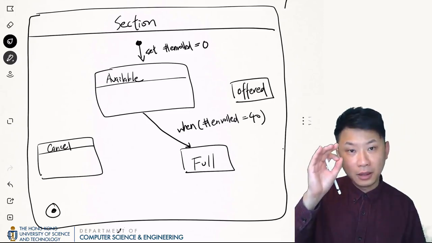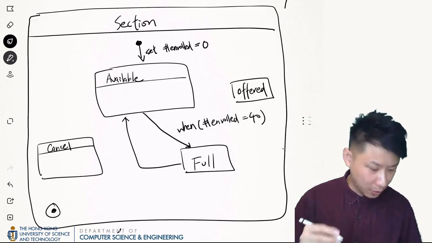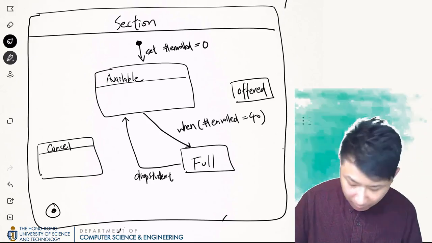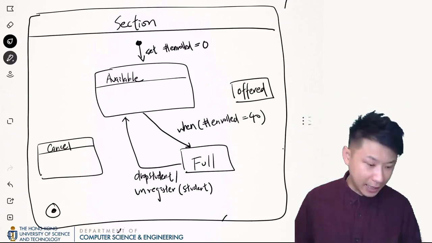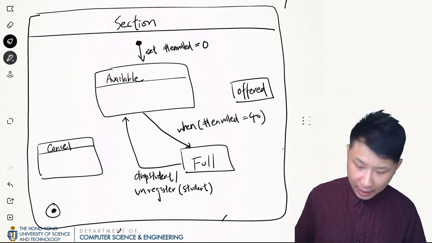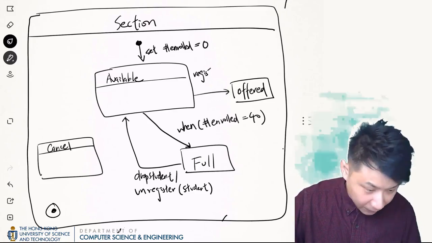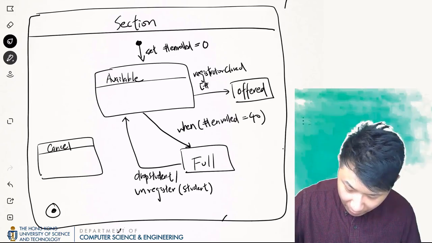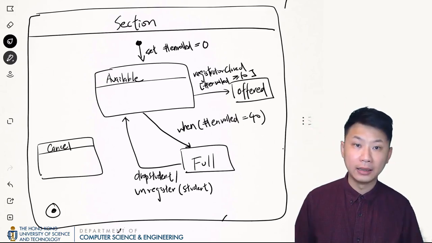Then when the course section is full, we may go back to available. It's possible. And this is going to happen when we drop a student. When we call this operation to drop student, we have to unregister the student, and then we go back to the available state. And then when a course is available, notice that when registration closed, and the number of students within this section is greater than or equal to 10, then we're going to offer that course section.